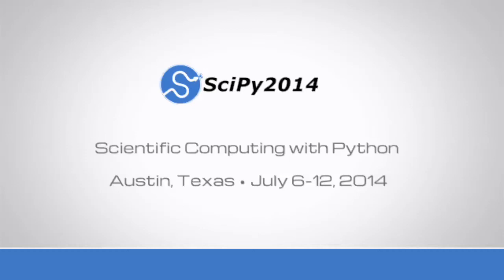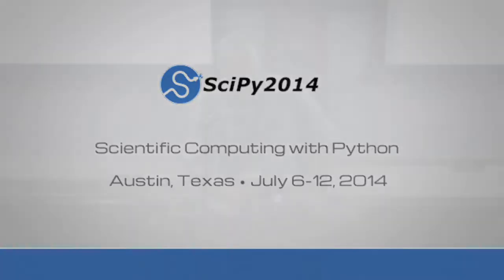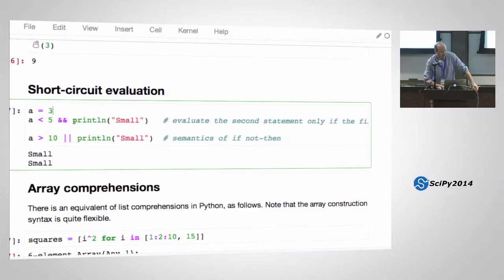Let's carry on. So we've just got this weird bit of syntax, which apparently has become idiomatic in Julia. It's called short circuit evaluation. I don't particularly like it, but if I put a equals 3, then I can write a less than 5 and, with 2 ampersands, println small. And what it will do is an if-then. So if a is less than 5, then it will print small.